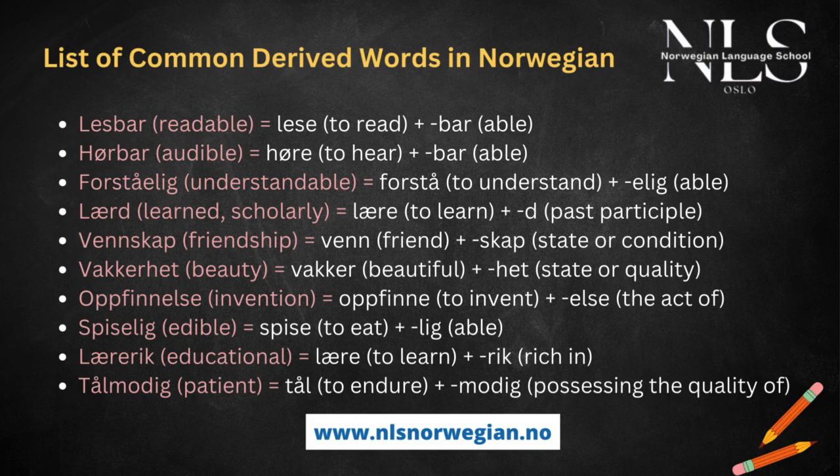Compounding and derivation are fundamental processes in the Norwegian language, enabling the creation of new words and the modification of existing ones. Compounding combines existing words to form new meaningful compounds, while derivation uses affixes to modify and expand the meaning of base words. Together, these processes enrich the language, making it more expressive and dynamic. By understanding these mechanisms, learners and speakers can enhance their grasp of Norwegian vocabulary and its intricate, evolving nature.